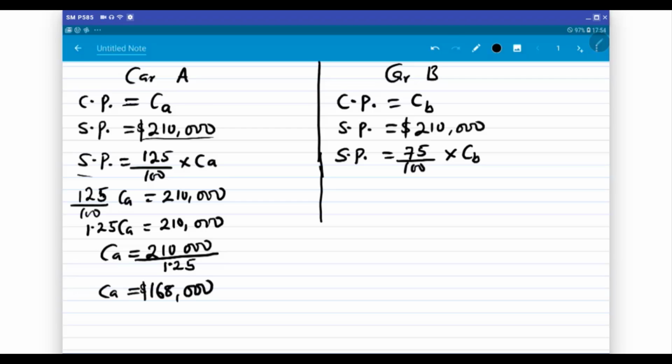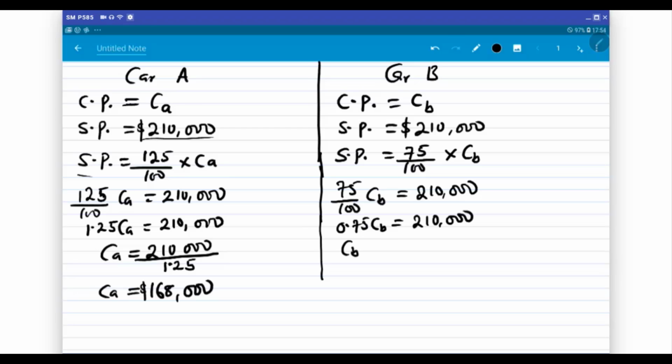Now, for the second car, as you can see here, it means 75 over 100 of the cost price will be equal to 210,000. Okay, or 0.75 of the cost price is 210,000. So that means the cost price will be 210,000 divided by 0.75. And when we divide this, what do we have? So the cost price for the second car will be $280,000. All right, as a cost price for the second car, and he sold it at 210,000. You can see he made a loss truly.